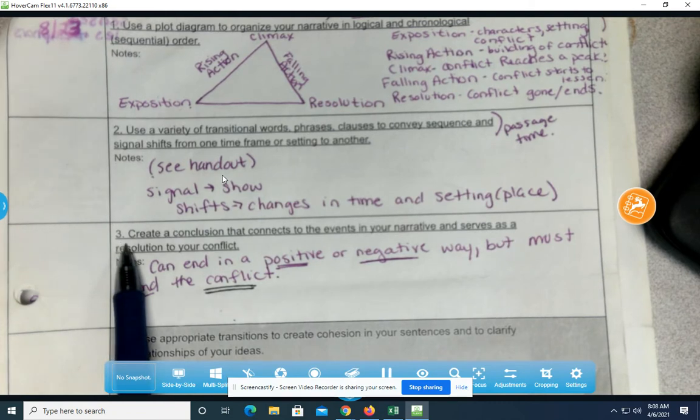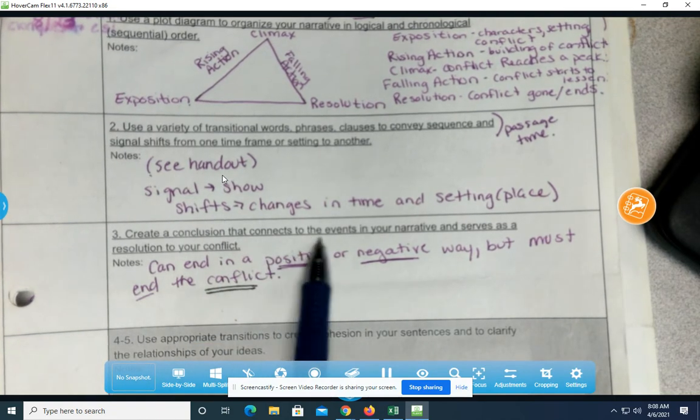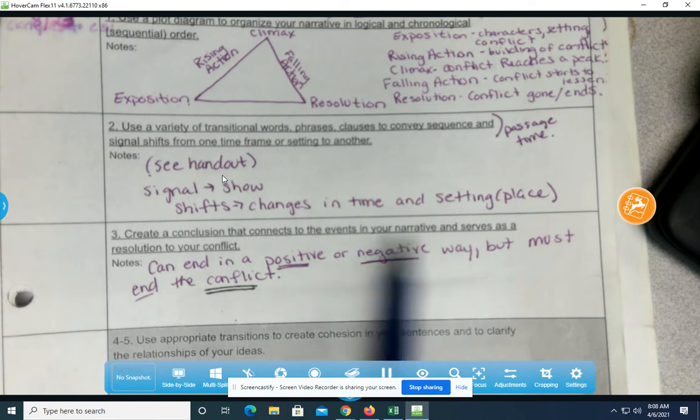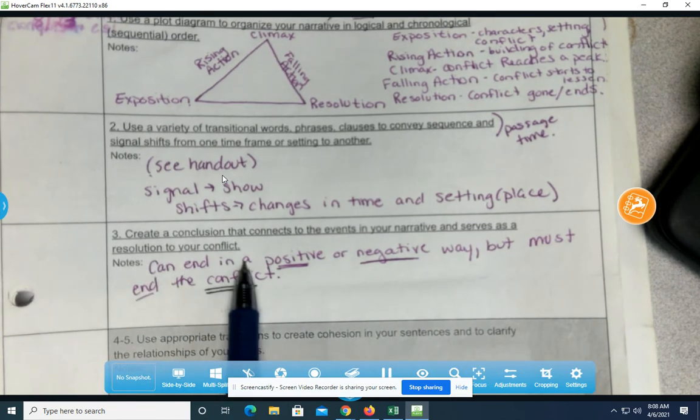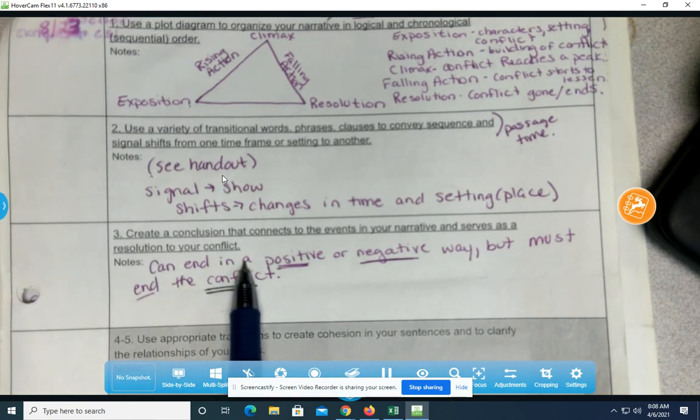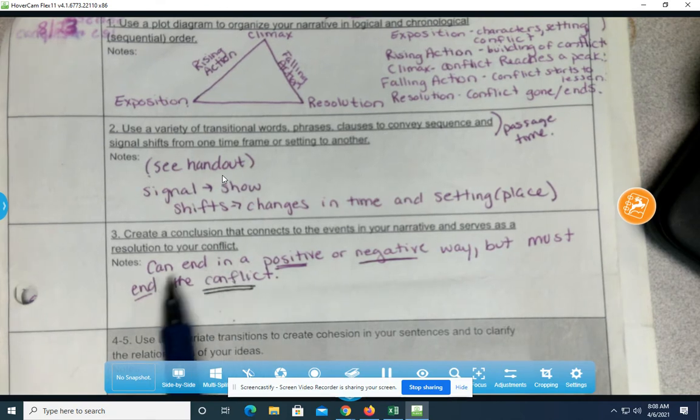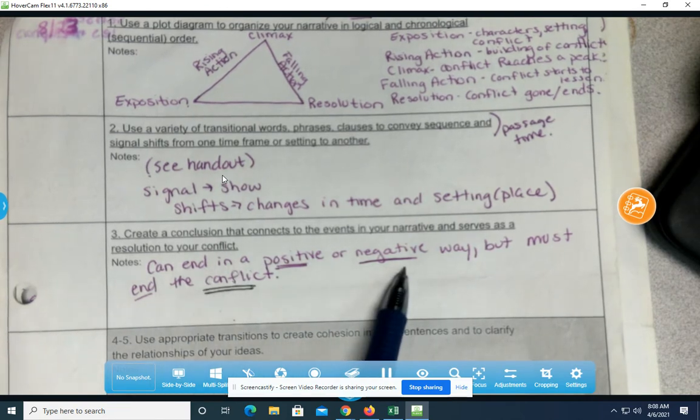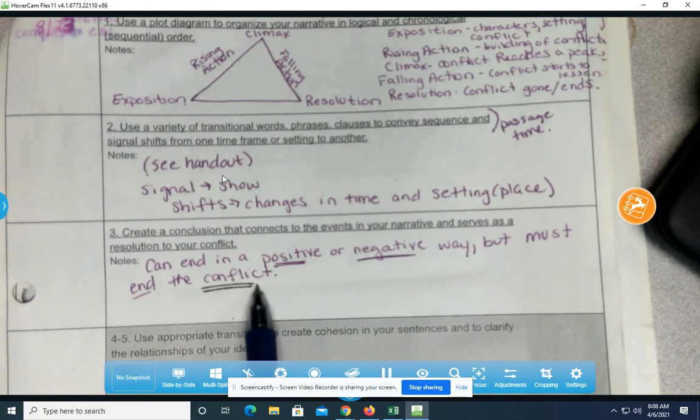It's learning target number 3, to create a conclusion or resolution that connects to the events in your narrative and serves as a clear resolution to your conflict. We talked in the first 9 weeks how that means whether it's positive or negative, the conflict must end. If you call something a cliffhanger, but really you're just stopping your story before you end your conflict, that's not a cliffhanger ending. That, my friend, is a part of a story and not a full story with a clear resolution. You're missing your resolution.